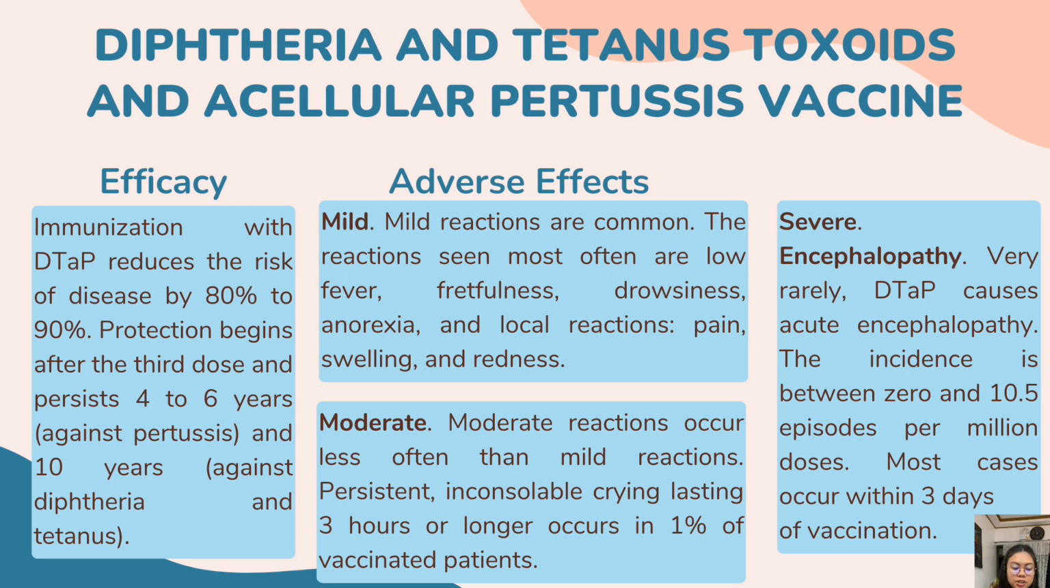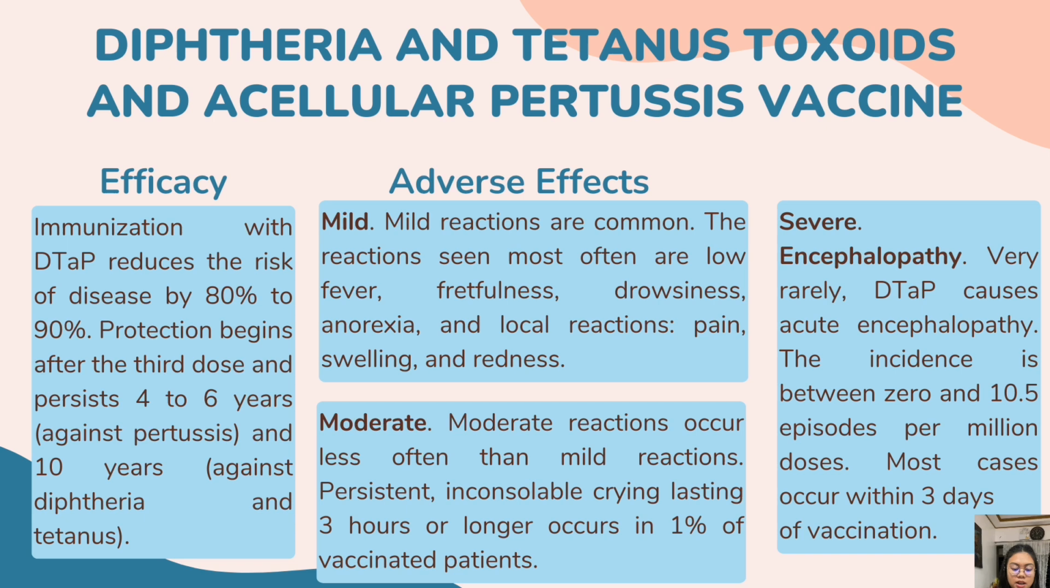Protection begins after the third dose and persists 4 to 6 years against pertussis and 10 years against diphtheria and tetanus. Adverse effects are mild, moderate, and severe. Mild reactions are common. The reactions seen most often are low fever, fretfulness, drowsiness, anorexia, and local reactions such as pain, swelling, and redness.